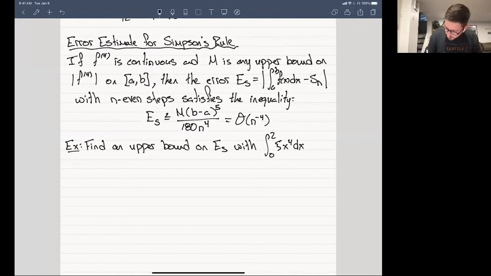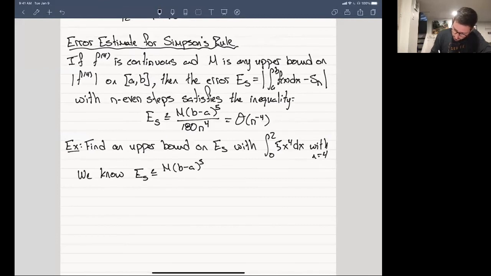We're going to use n equal to 4 again. Well, we know that E_S is less than or equal to M (b minus a) to the 5 over 180 n to the 4, which is M, which we haven't calculated yet, b minus a, that's 2, so 2 to the 5, that's 32. So 32 M divided by 180, and then 4 to the power of 4. Now, the question is, what is M?